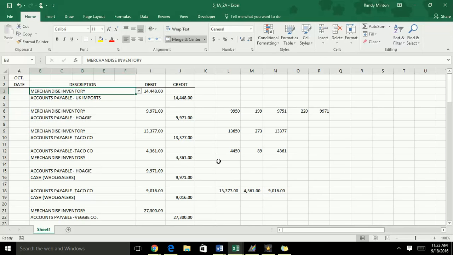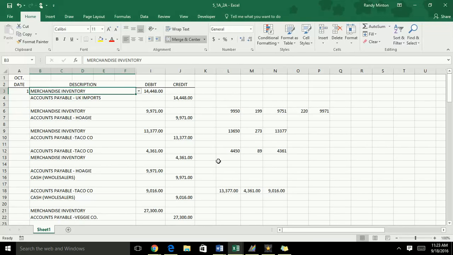Okay, so we're asked to journalize several entries here, starting with the first entry on October the 1st and ending up with some entries made on the 31st. So the first entry actually occurs on the 1st. I'm going to pop the date in here, and then we're going to talk about the entry itself. It says we purchased merchandise from UK Imports Company, $14,448, terms FOB destination, net due in 30.